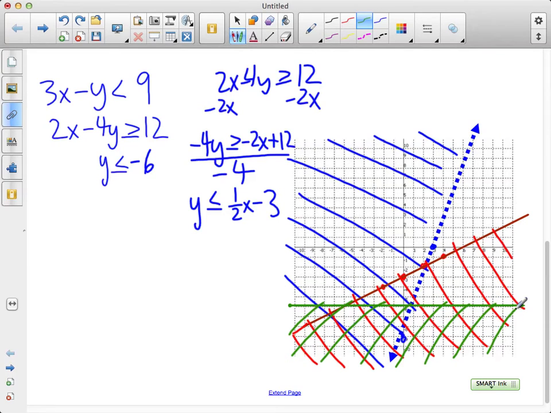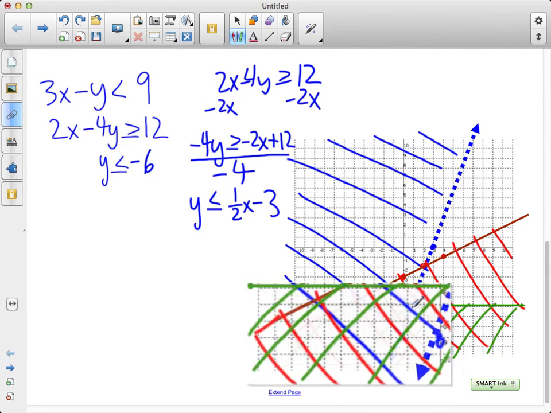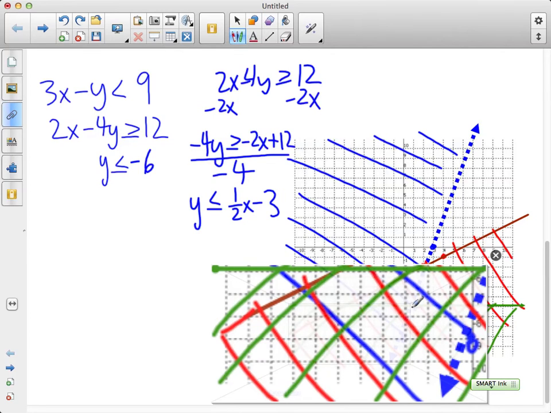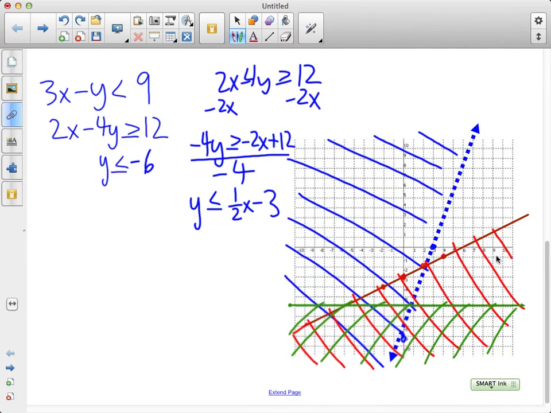So now I'm looking for the region that has all three inequalities. It's got to satisfy all three. So here I can see the part that is shaded by all three is right in here. Oh, wow, I wasn't expecting that to happen. But it's right in there. This part where all three are shaded. Where you see all three colors where I'm shading now, that's the solution to the entire system.